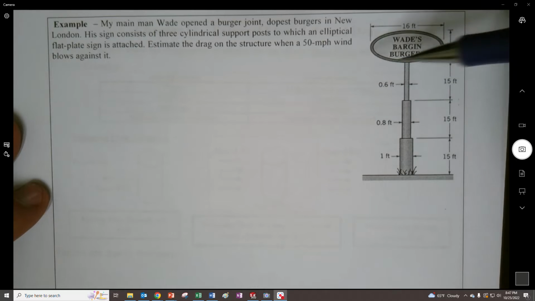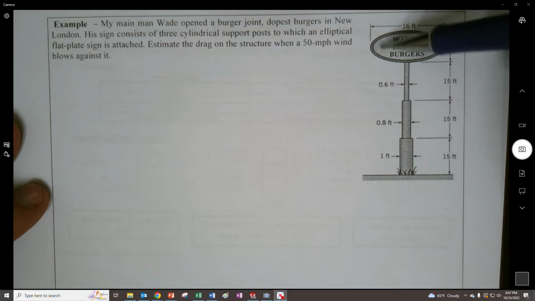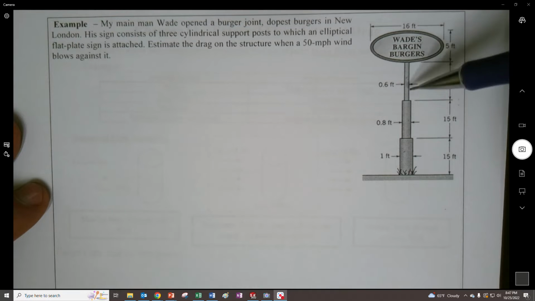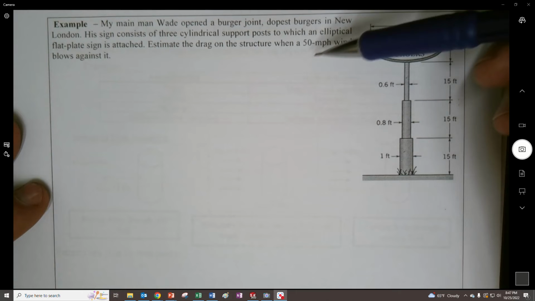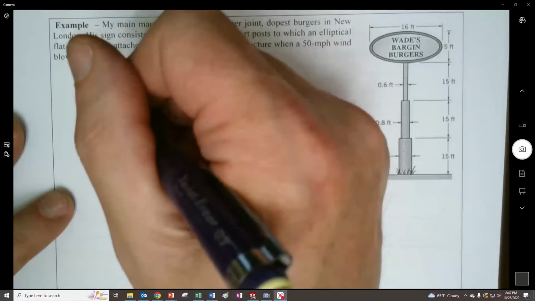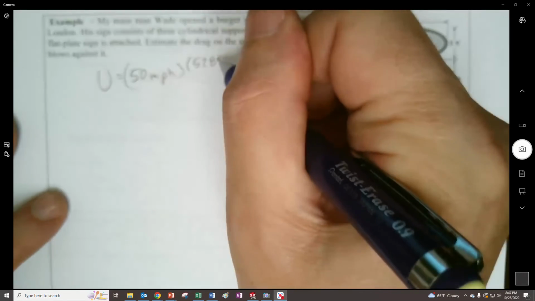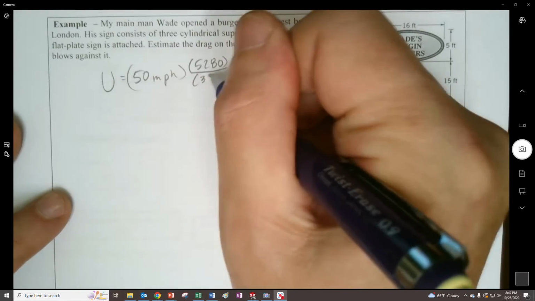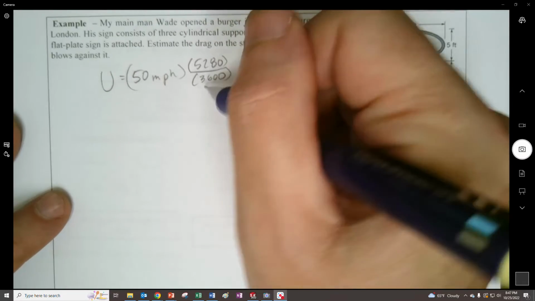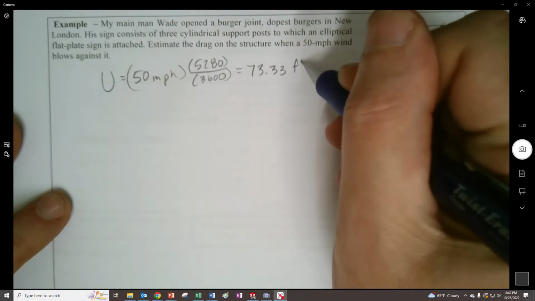His sign consists of 3 cylindrical supports and signposts, and an elliptical flat plate sign is attached. And he wanted to estimate the drag on the structure when a 50-mile-per-hour wind blows against it. So with that wind at 50 miles per hour, we could take the 5,280 and divide it by the 3,600, feet per mile and seconds per hour. And so we can convert the 50 miles per hour into feet per second. That's a good starting place.